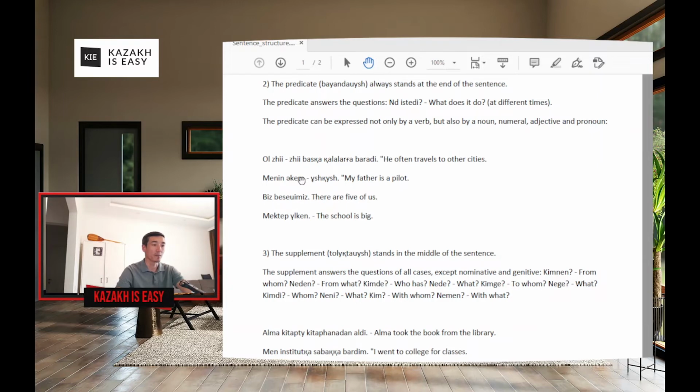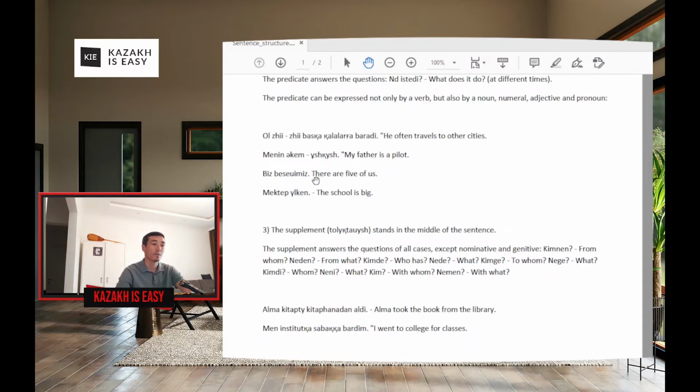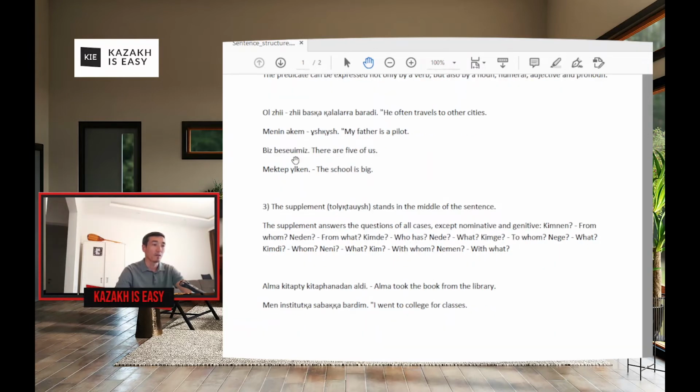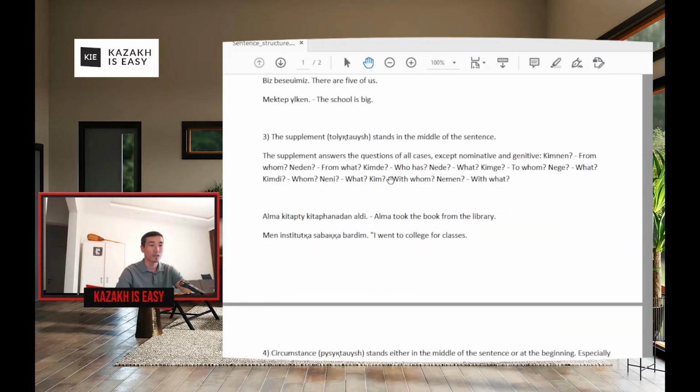So, examples: ол жиі басқа қалаларға барады. He often travels to other cities. Менің әкем ұшқыш. My father is a pilot. Biz бесеуміз. There are 5 of us. Мектеп үлкен. The school is big.